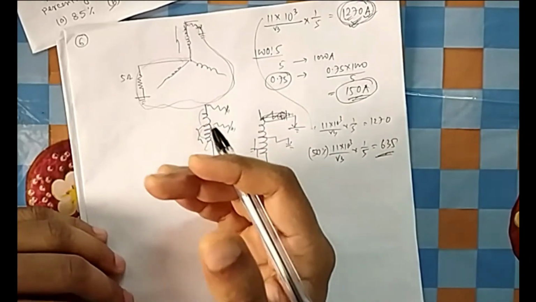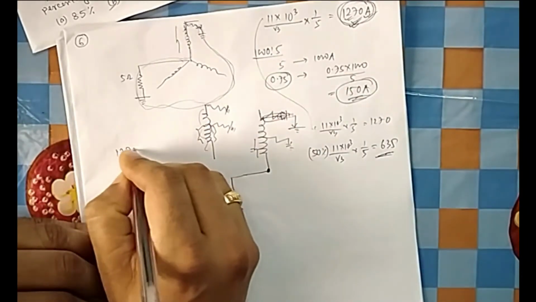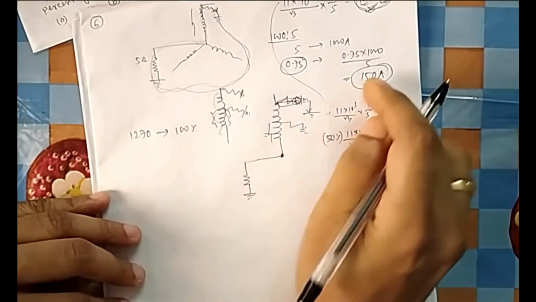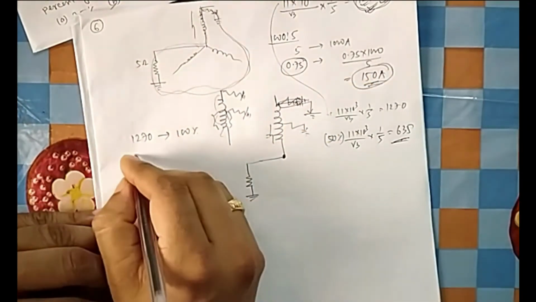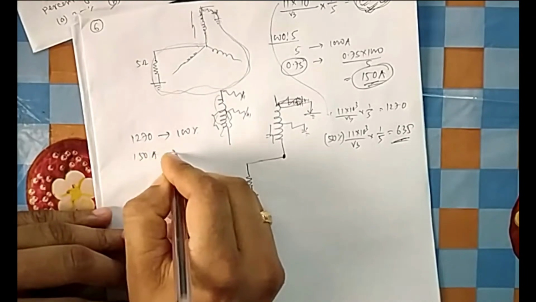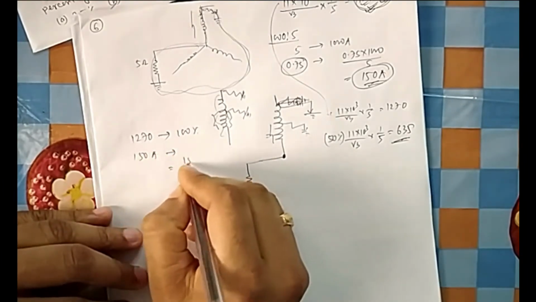Let me calculate. 1270 represents your 100%. If the full winding is faulted, then it represents 100%. Then what does this represent? 150. This much is not protected. So you calculate, this will be equal to 150 into 100.